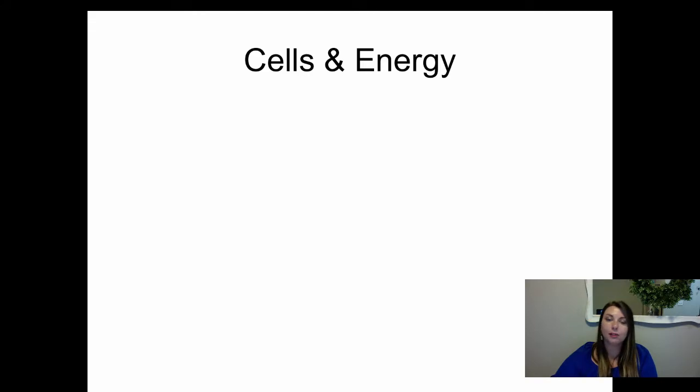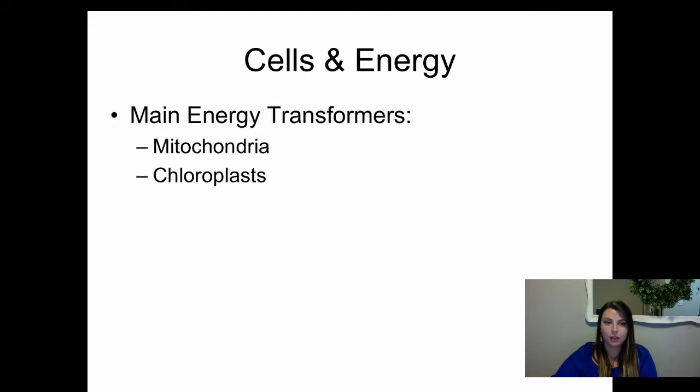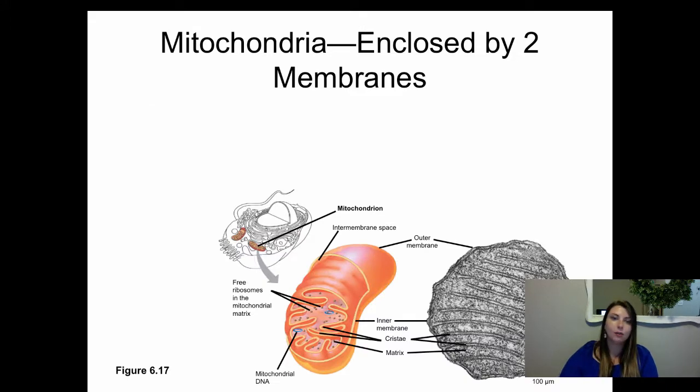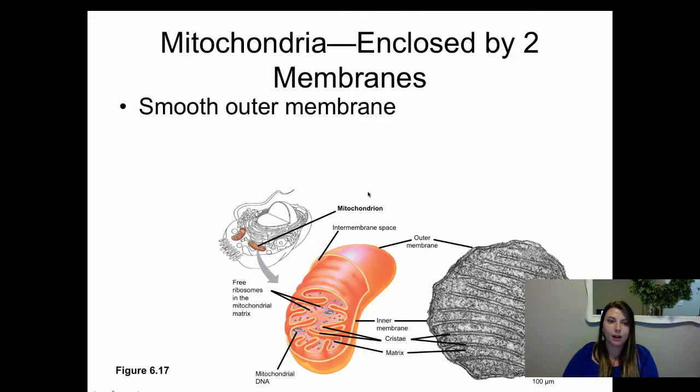So different cells have different ways of making energy. Our two main forms are the mitochondria, which will be found in eukaryotic cells, and then plant cells will have chloroplasts, which they use to perform photosynthesis, and that's how they get their nutrition. The mitochondria is enclosed by two membranes.